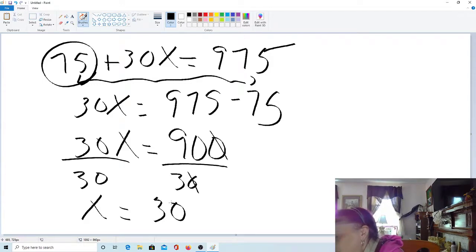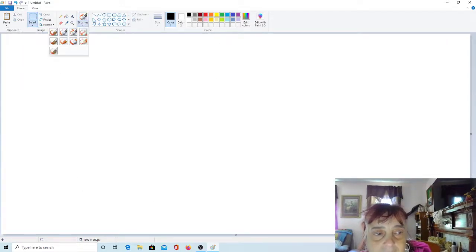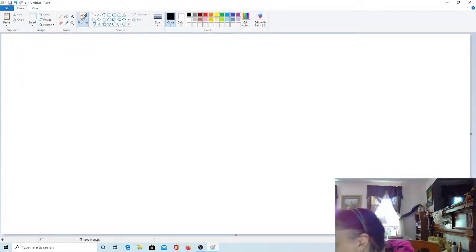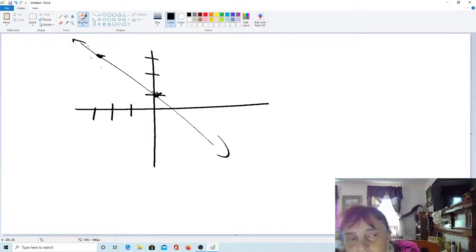Okay, so anyway, I hope y'all learned a lot from doing this. Let's work one more problem here. Okay, what is the equation of this line?